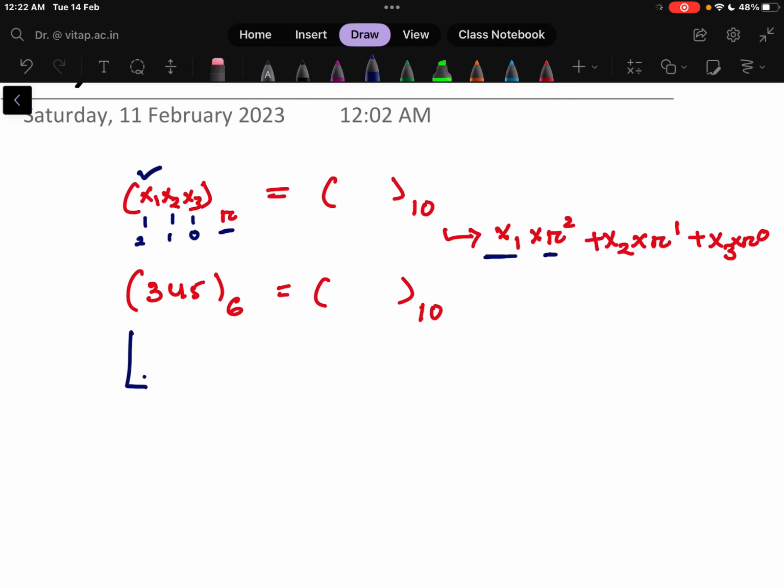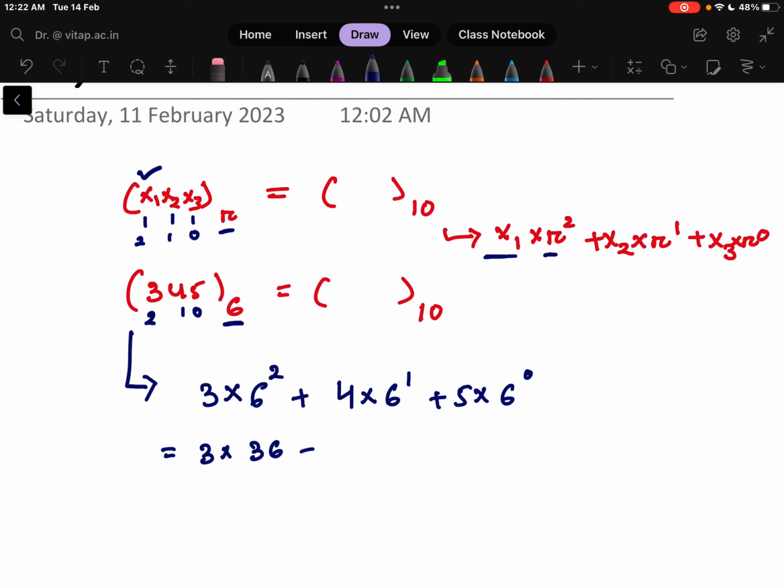Now if we convert this number, I will do 3 into 6 to the power 2, since the base is 6. Why 2? Because this is the 0th place, this is the 1st place, and this is the 2nd place. Then plus 4 into 6 power 1, plus 5 into 6 power 0. Now, 3 into 36, plus 4 into 6, that is 24, plus 5 into 6 power 0, which is 1. Remember, anything to the power 0 is equal to 1. So 5 into 1 is 5.